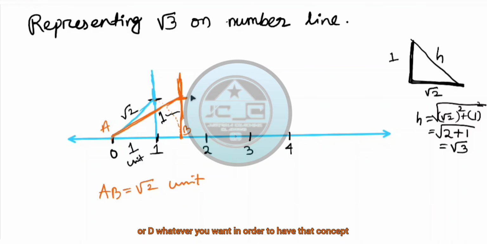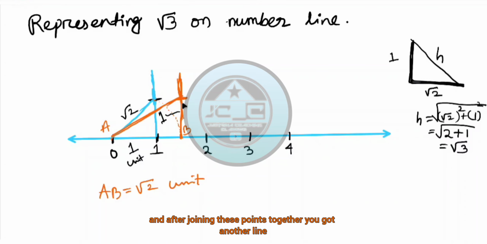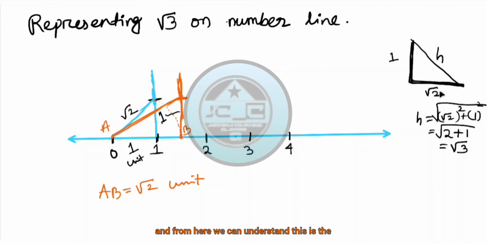From the point A you join the line up to this point and name it C or D, whatever you want. After joining these points together you get another line. From here we can understand the distance from A to B is root 2 unit and from B to C is 1 unit, right, and this AC will be root 3 unit. We have to mark it here, so put the point of the compass here on A.